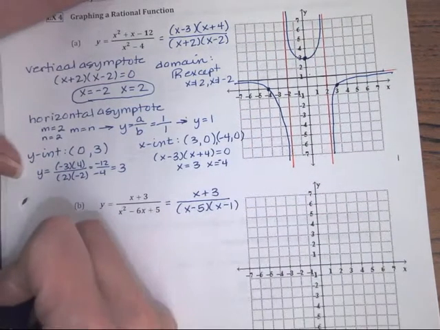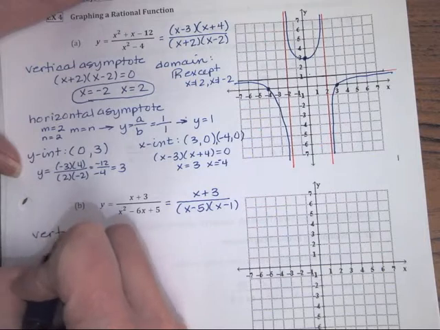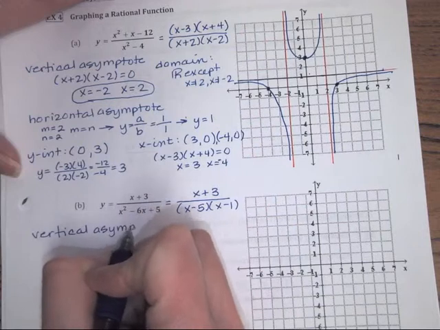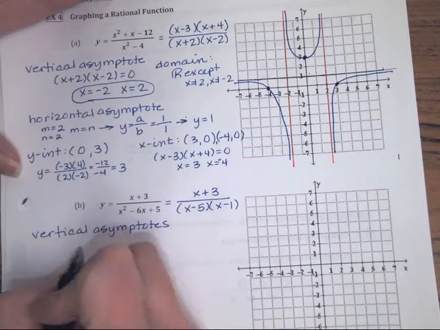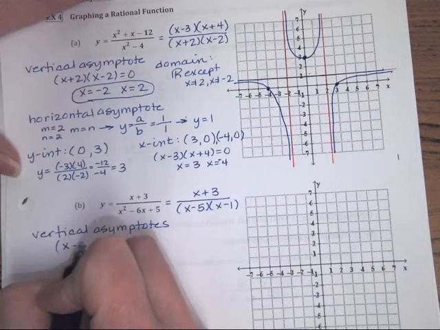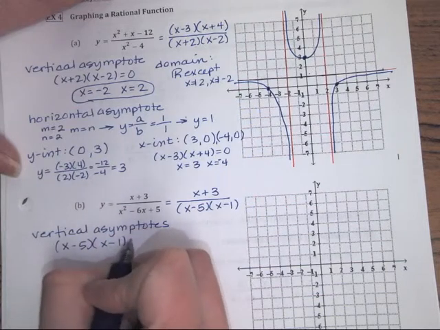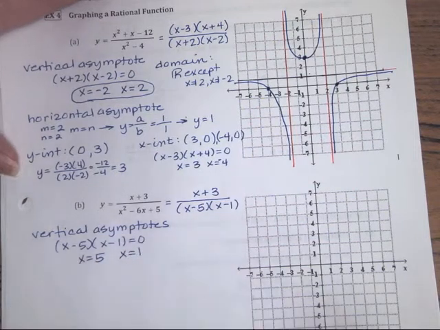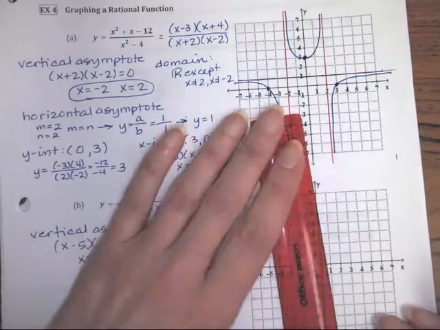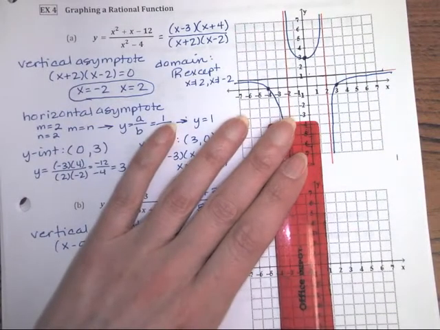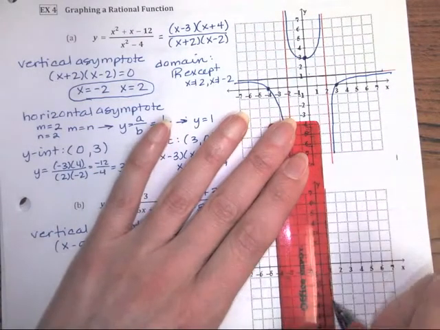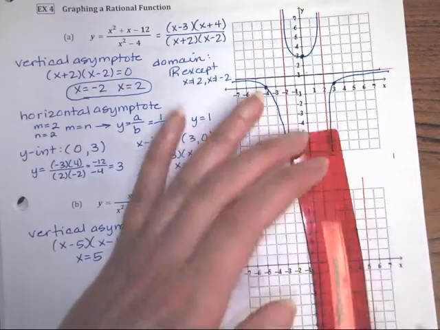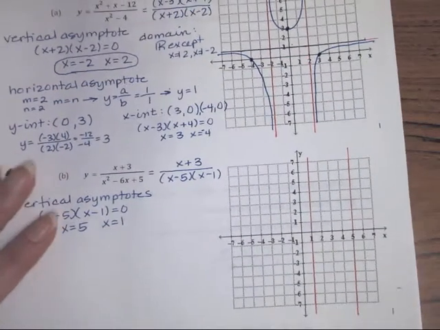Okay, so let's find our vertical asymptotes. Who can tell me what we need to do? Set the denominator to 0. Yep. So I've got x minus 5, x minus 1 equals 0, which gives me x equals 5, x equals 1. Get the red pen out. There we go. x equals 5 and x equals 1.